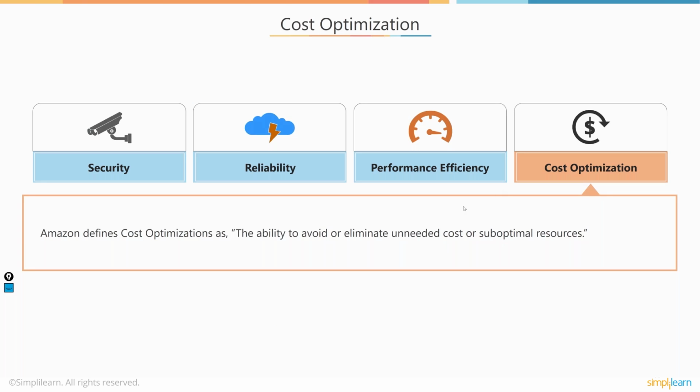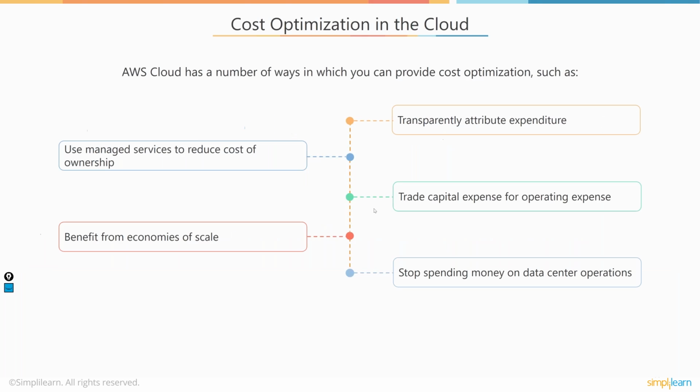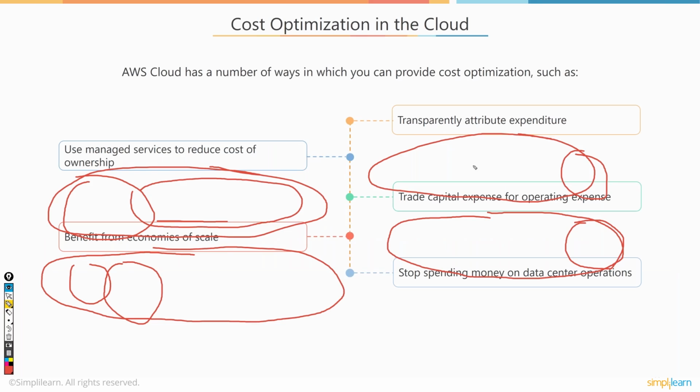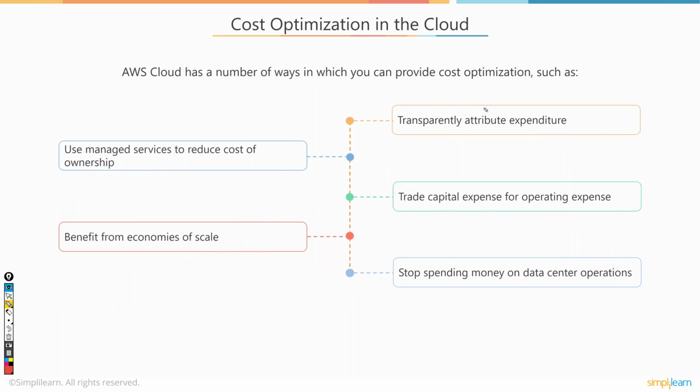Basically, Amazon encourages you to optimize your environment to the most efficient cost possible by any means. And we're now going to jump straight in and see what kind of options we have. We have transparency that AWS gives you.